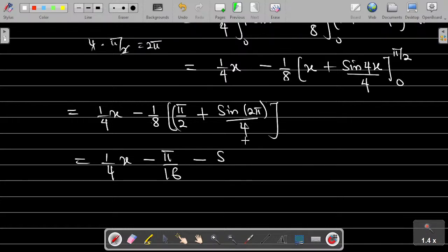Remember that sine 2 pi is in radians, but 2 pi is 360 in degrees, so we can check sine 360 degrees, which is also 0. Wow, that's beautiful. So the whole of this will as well go. So that means we are done, that this is our solution. By the time you substitute, this is what you would get.